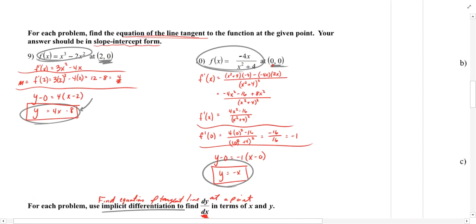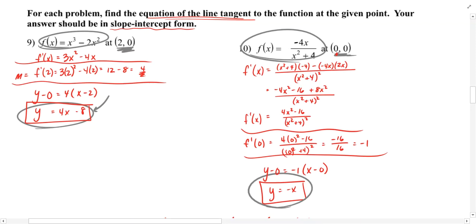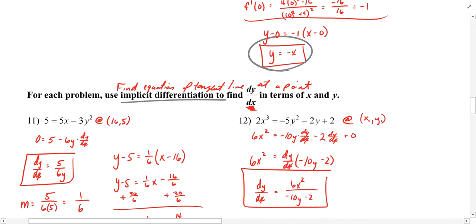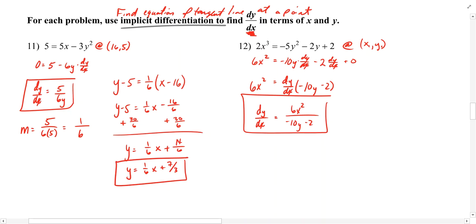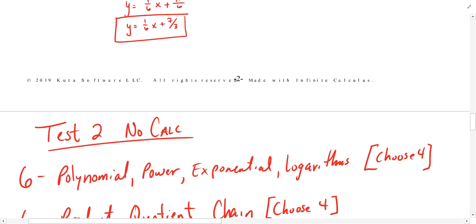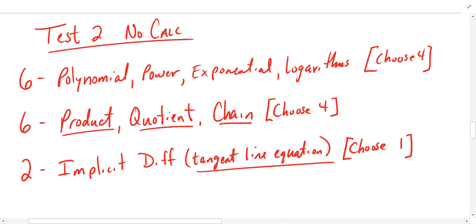So rather than asking these questions again on this test where you find the slope of a function, or the equation of the tangent line of a function, I think I'll just ask those questions in the midst of an implicit differentiation problem. So that's what your no-calc test is going to look like.